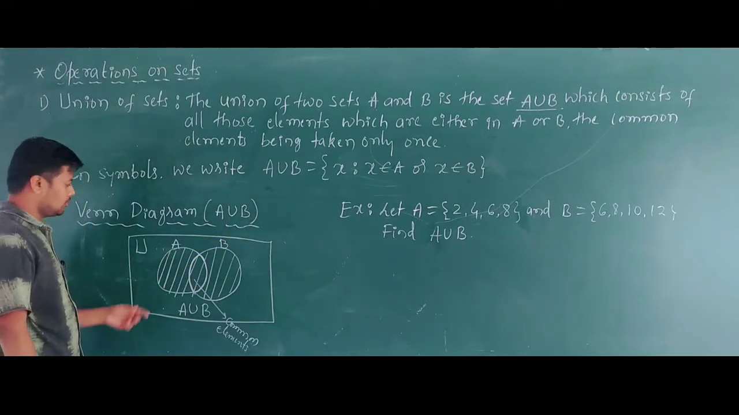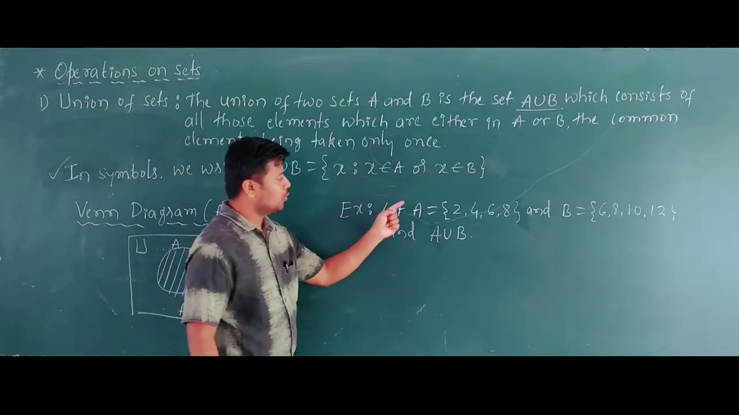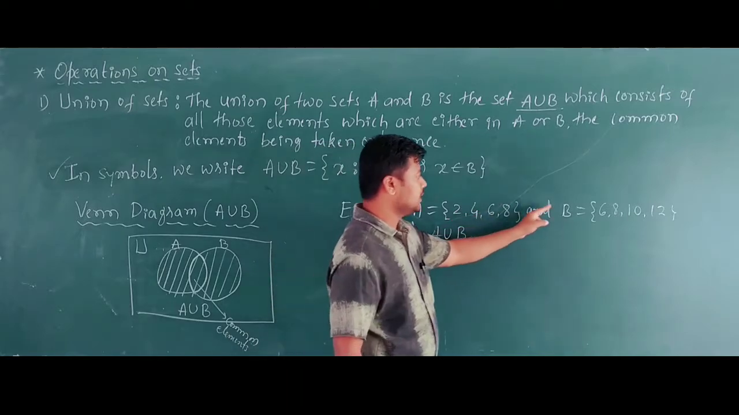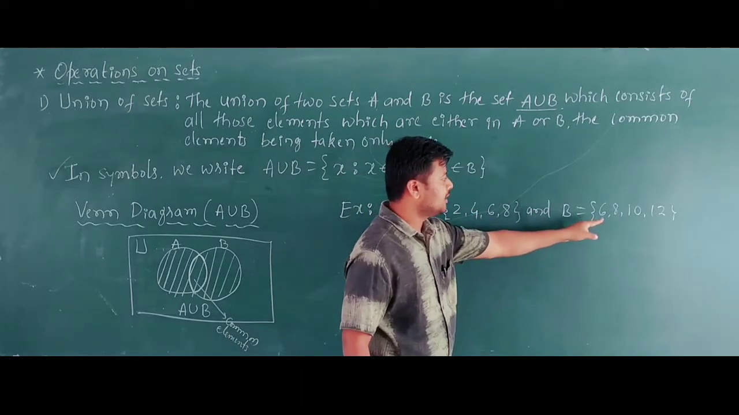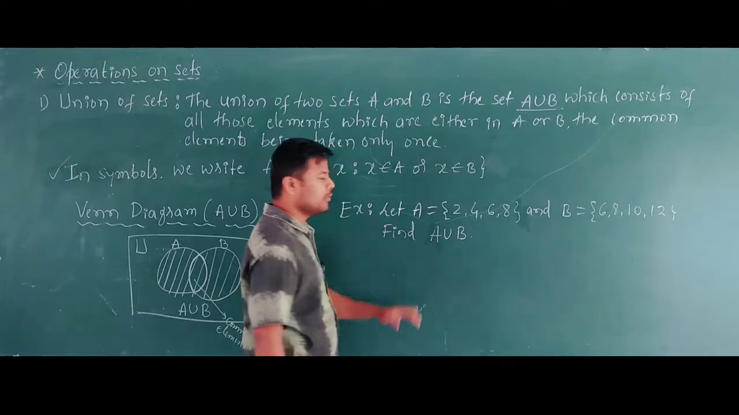We'll see one example of this. Let A equal 2, 4, 6, 8 and B equal 6, 8, 10, 12. Find A union B.